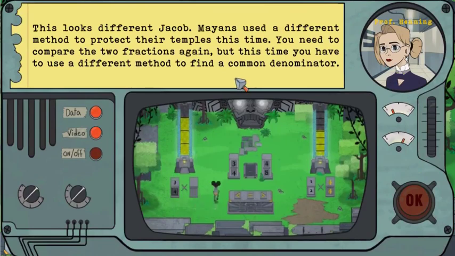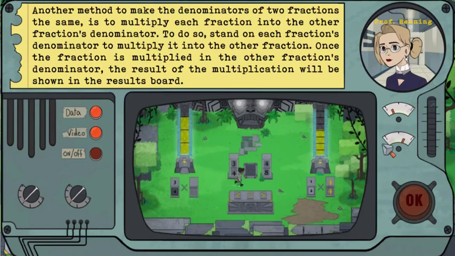This looks different, Jacob. Mayans used a different method to protect their temples this time. You need to compare the two fractions again, but this time you have to use a different method to find a common denominator. Another method to make the denominators of two fractions the same is to multiply each fraction into the other fraction's denominator. To do so, stand on each fraction's denominator to multiply it into the other fraction. Once the fraction is multiplied in the other fraction's denominator, the result of the multiplication will be shown in the results board.